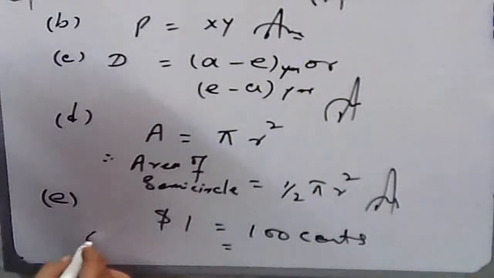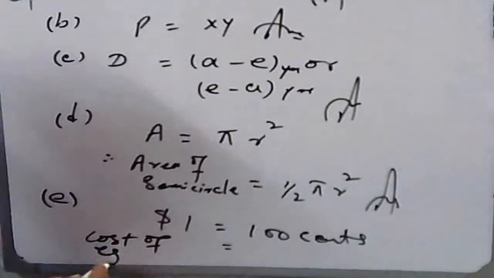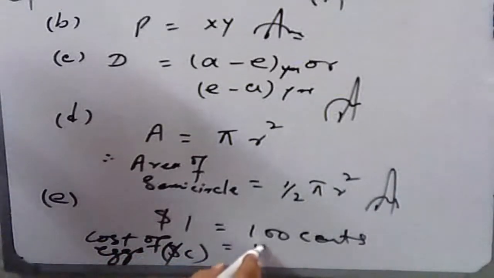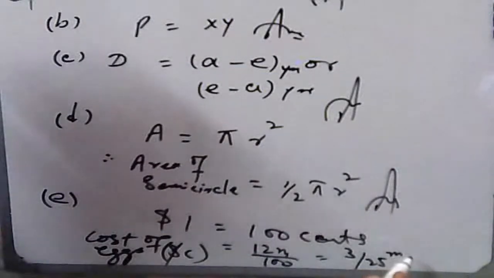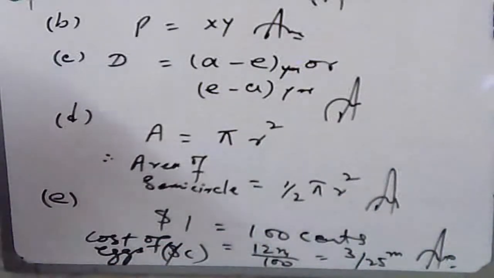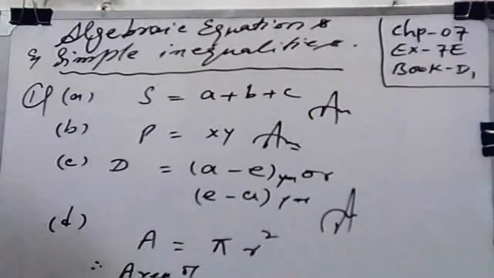So the cost of x will be that is your m. So the cost, that is your $C, will be equal to 12m divided by 100, because 100 cents. So by simplification you will get 3 by 25 m. So that is your result.